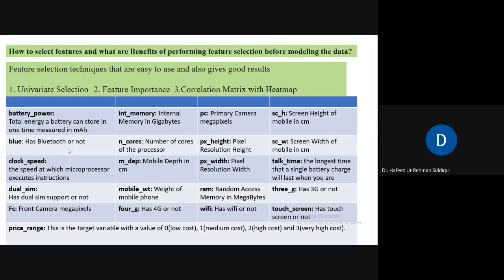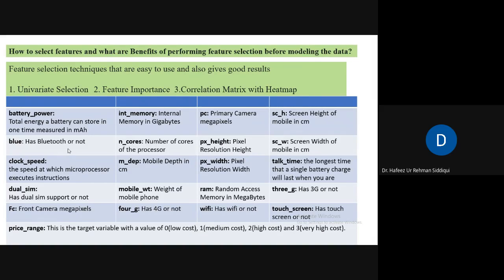screen height, screen width, and the longest time that a single battery charge will last. Like if you are talking on the mobile the whole night, how long will it take for the battery to discharge? Does it have 3G or not? Touchscreen, it has touchscreen or not? So this is the data set and these are the features.